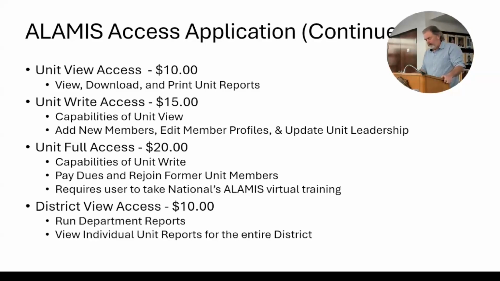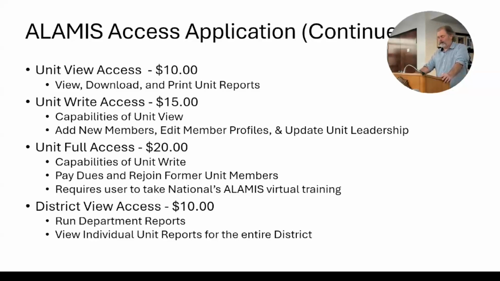Okay. The most popular access that everybody has is the $20 unit full access. That allows you to do everything that you can do in unit view and unit write. You are also then able to pay your dues and rejoin former members to your unit. This does require that you take National's ALA MIS virtual training. It's about an hour. You will sit on Zoom with a representative from National, and they will train you. If you sign up for unit full access and you do not take your training from National, you do not have unit full access. You do not get that access until you've taken that training.